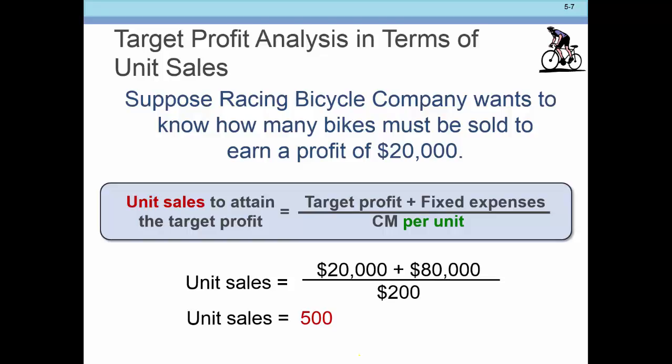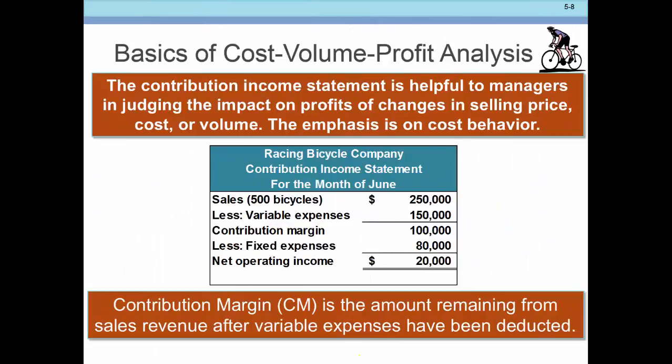Okay, good. Now we show you that same format where we're putting in 500 bikes at $500 apiece. That's 250,000. The bikes cost us what? Variable cost, 300 to produce those, so that's 150. We now have 100,000 contribution margin, of which 80 covers fixed costs, 20 left over to go to profit, right?